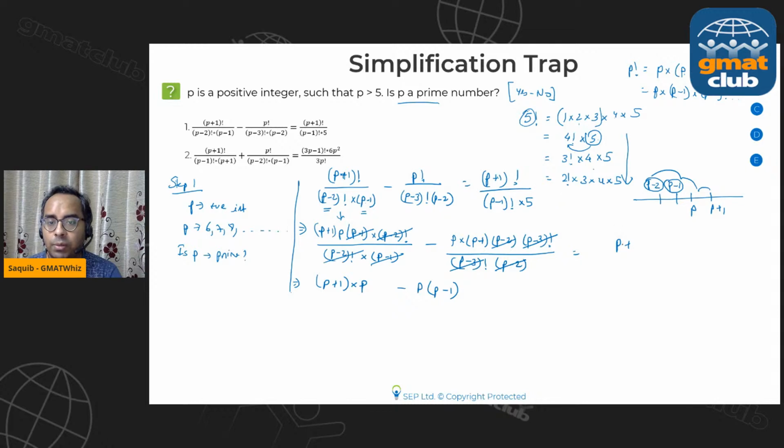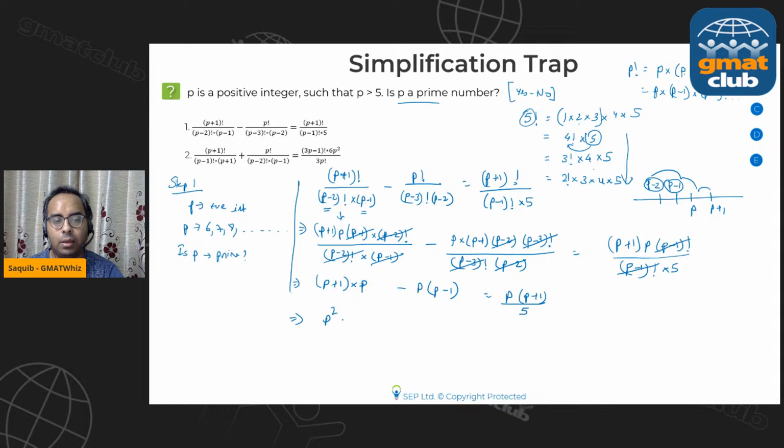Here you have p plus 1, you have p minus 1. So break p plus 1: p plus 1, p minus 1 factorial, p minus 1 factorial times p, over 5. So this will get cancelled out and you'll be left with p times p plus 1 upon 5. Now, it's a very easy expression.